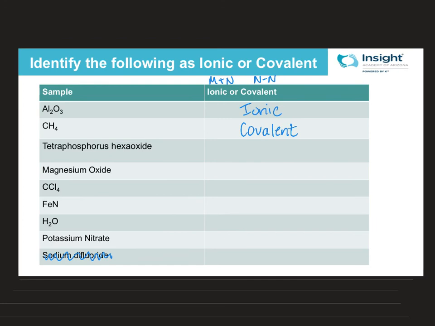Another good way to use things is that if you see prefixes, that's another sign that you are dealing with a covalent compound, because we don't need prefixes in our ionic compounds. So magnesium oxide, no prefixes, and you can double check it, magnesium's a metal. All right, you try the next two, see if you can get that correct.